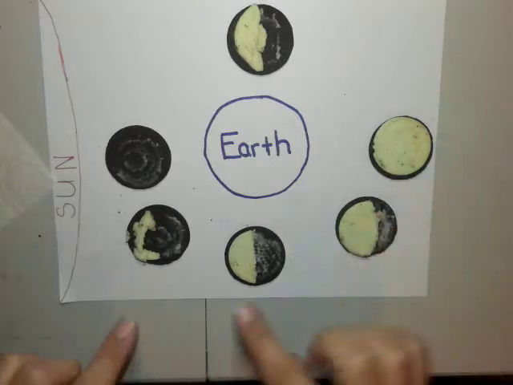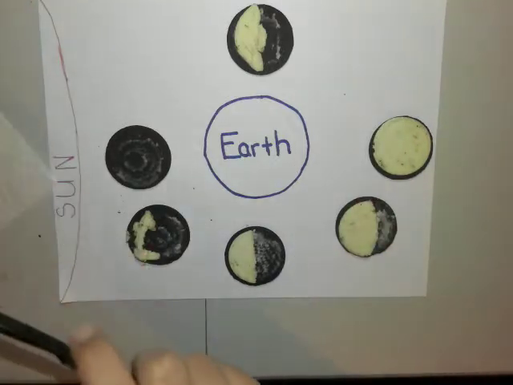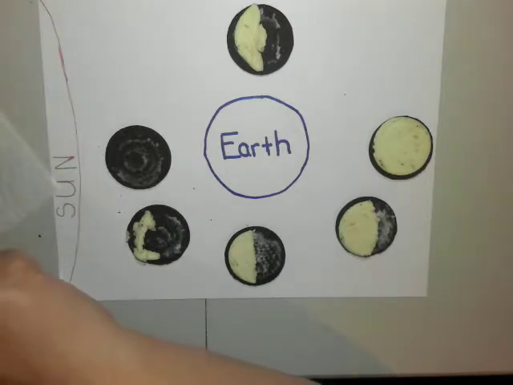And then opposite that, we've got our gibbous. And remember, it is not super important that we remember all of these names in 4th grade. It's cool to know them, but we don't have to memorize them all.